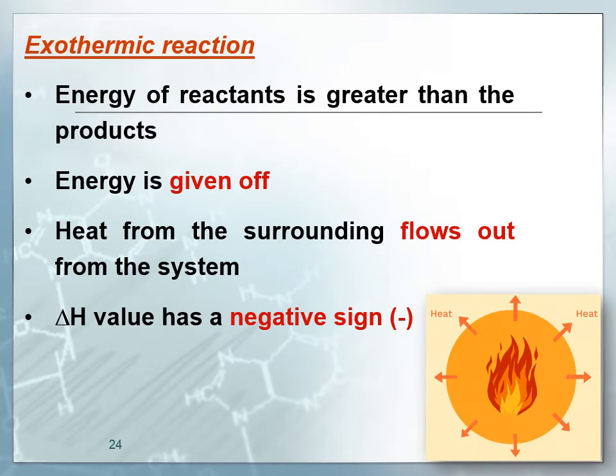Exothermic occurs when energy of reactants is greater than the products. So, it has to give off the energy to the surroundings. In the form of heat, the heat flows out from the system to the surroundings. Delta H value has a negative sign.